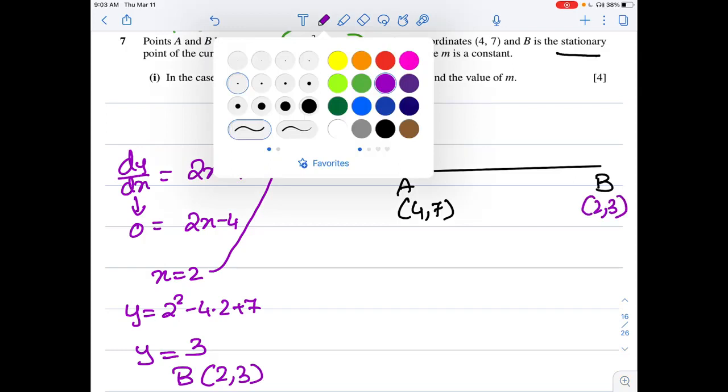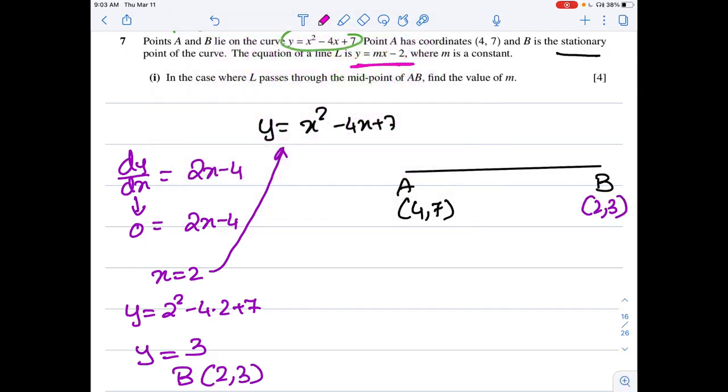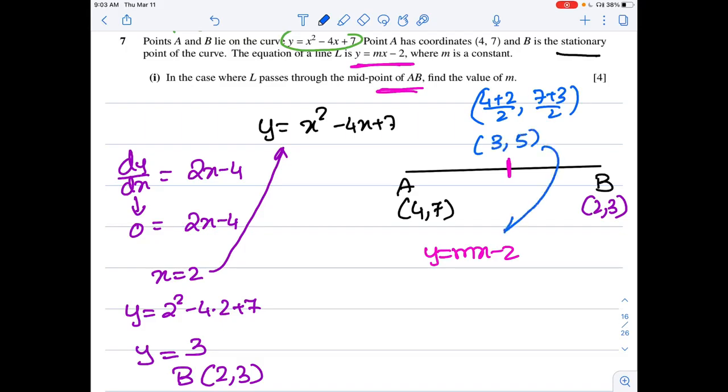Now the next part of the question, what does it say? It says y is equal to mx minus 2. Y is equal to mx minus 2 is a straight line, but it passes through the midpoint of AB. So I have to find the midpoint of AB, which is (4 plus 2)/2, (7 plus 3)/2, which becomes (3, 5). So substitute that (3, 5) over here. 5 is equal to 3m minus 2. So m is equal to 7 upon 3. So what is the value of m? M is 7 upon 3.